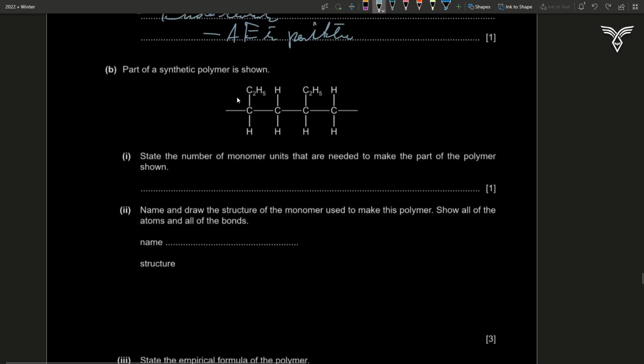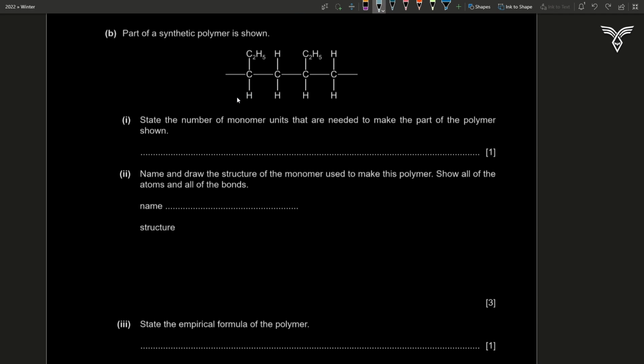Okay, Part B. Part of a synthetic polymer is shown. Show the number of monomer units that are needed to make the part of the polymer shown. Find the number of monomer units. So here it is in front of you, find me how many monomers.